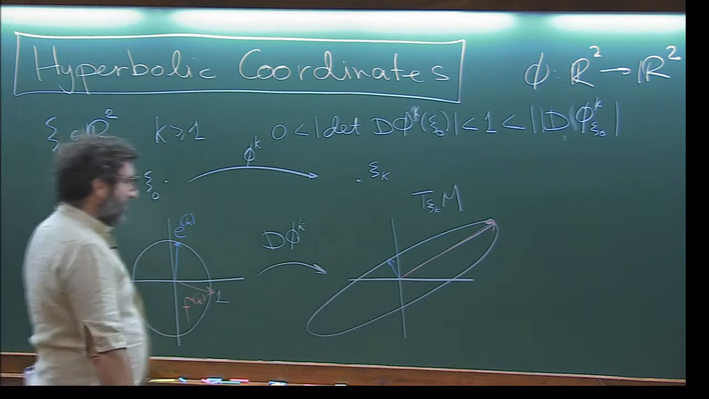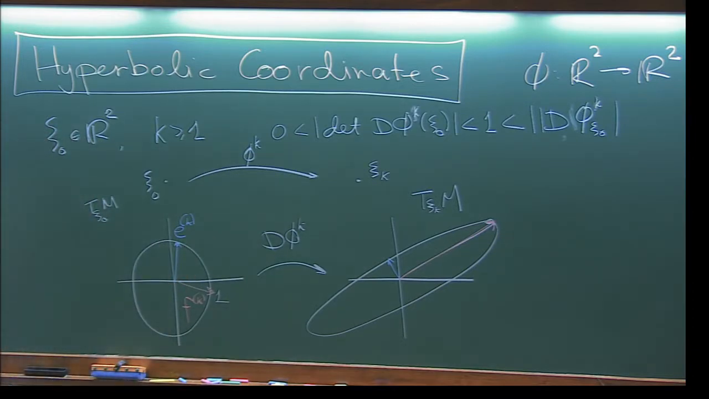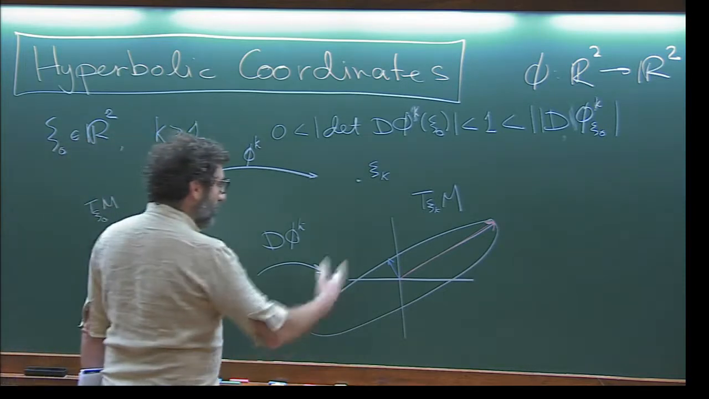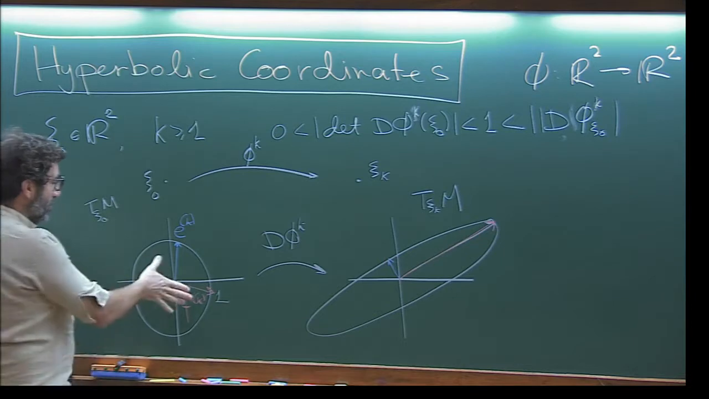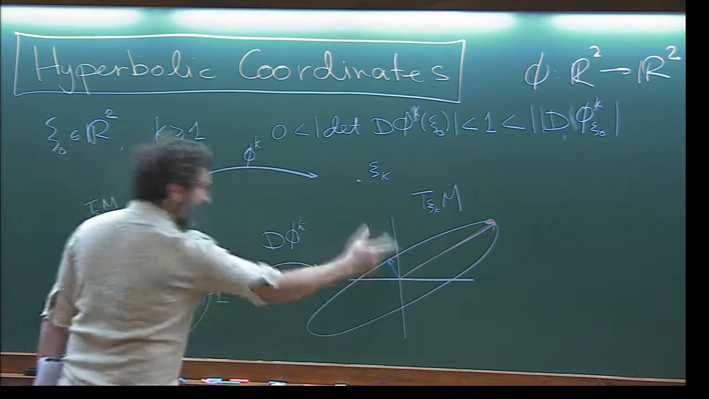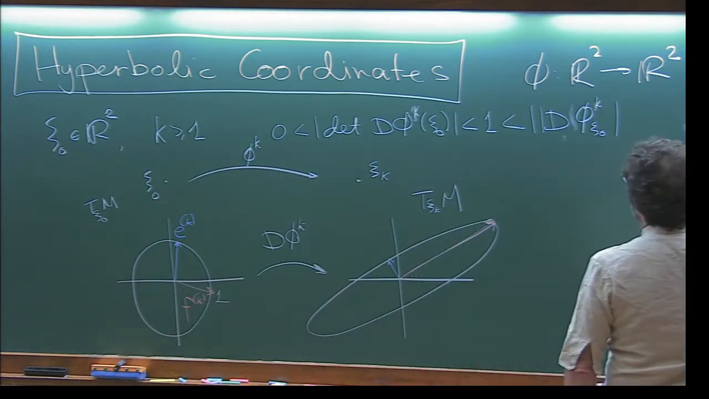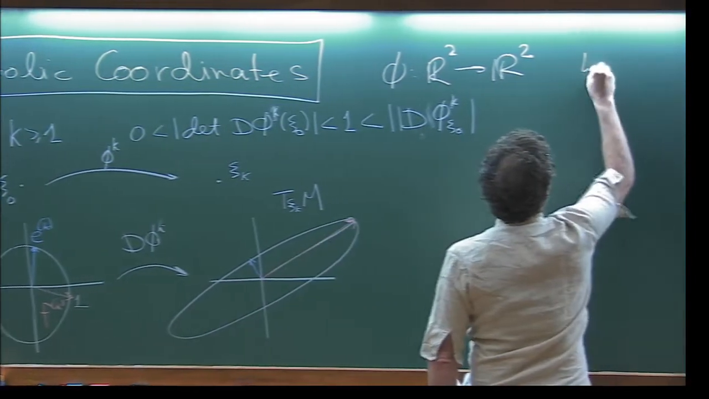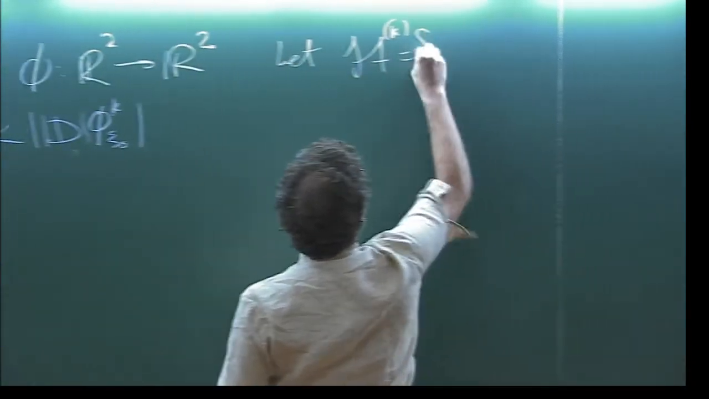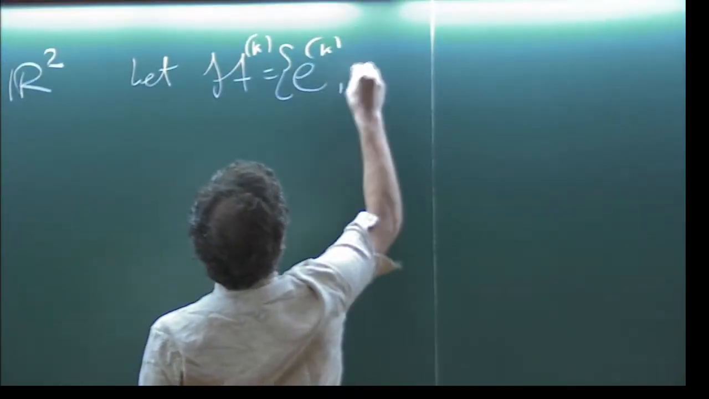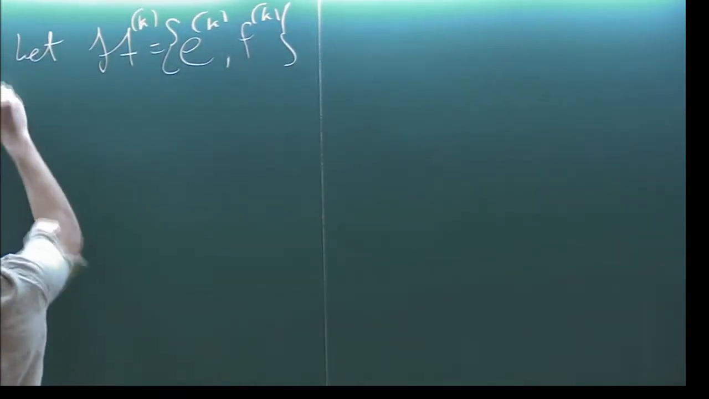So we have an interesting kind of orthogonal basis that we can use for this derivative, right? At this stage, we have no information on where these two vectors are, but let us use some kind of notation, and let H k be this set of vectors, E k, F k. Here we will call these hyperbolic coordinates.